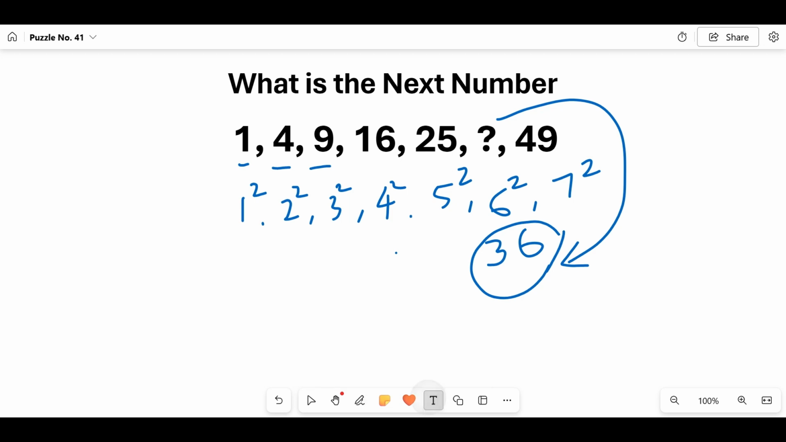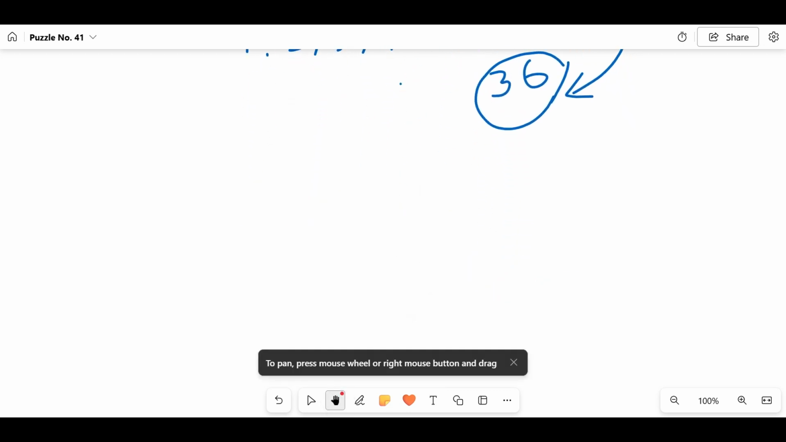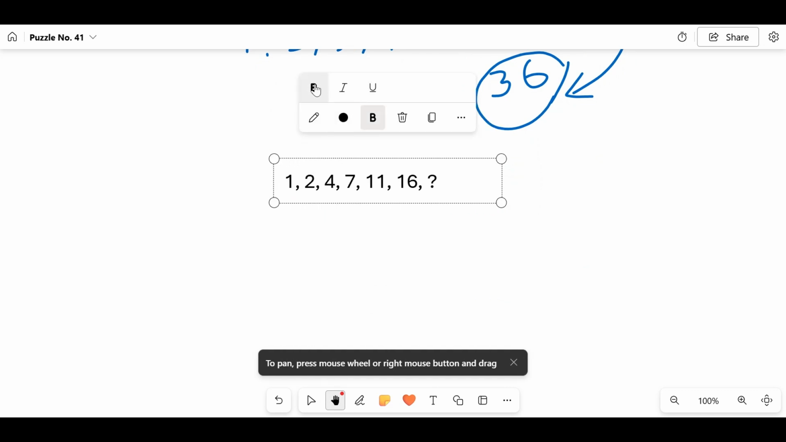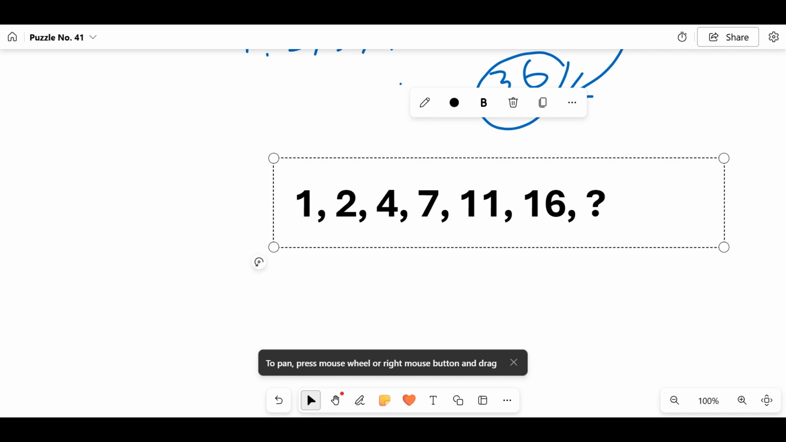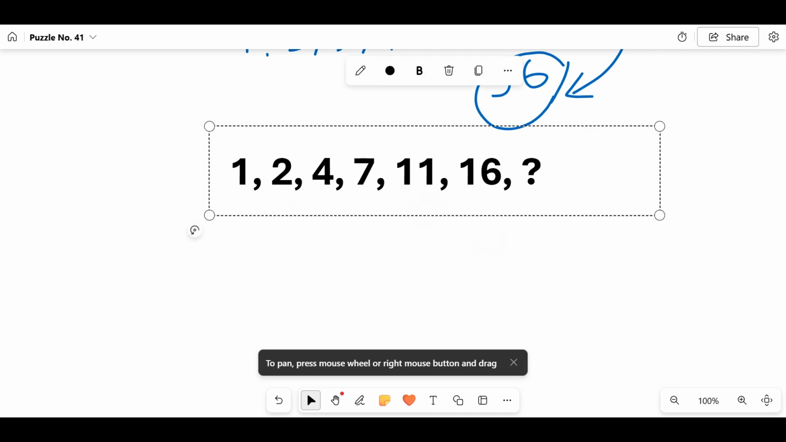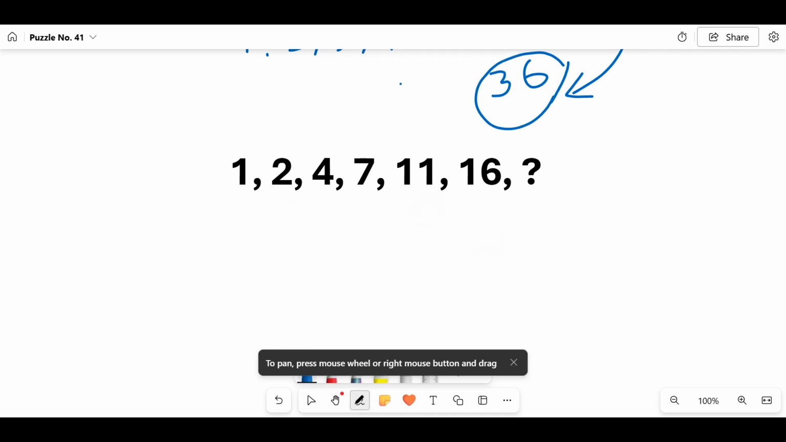Okay, let us see what is that puzzle. So I am going to give you a puzzle. The puzzle for today for you guys to solve is, this is the puzzle. The series is 1, 2, 4, 7, 11, 16, and there is a question mark. So you have to find what is the value in the place of question mark.